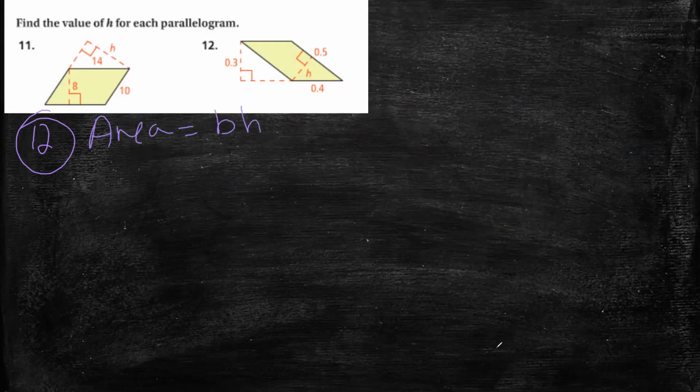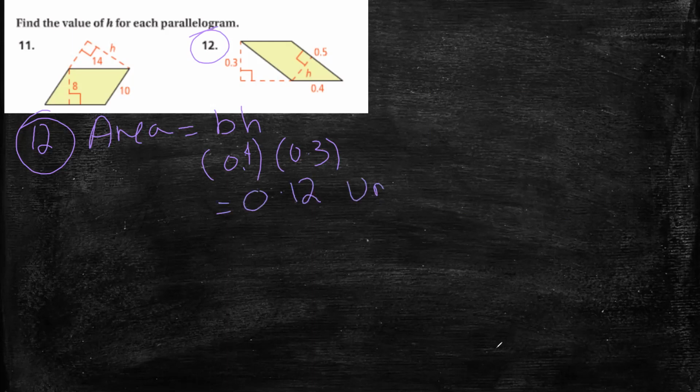We can suppose that the base is 10 and the height is 14. No, I'm talking about number 12, sorry. So the base is 0.4. Thank you. Where is the height that is perpendicular on it? 0.3. Thank you. Then after that, you multiply them and you get 0.12 units squared. This is a way to find the area of the parallelogram.